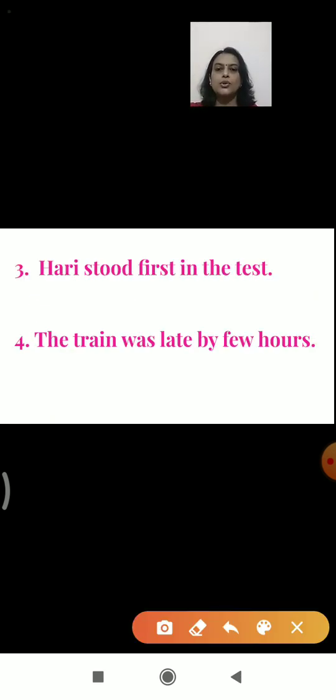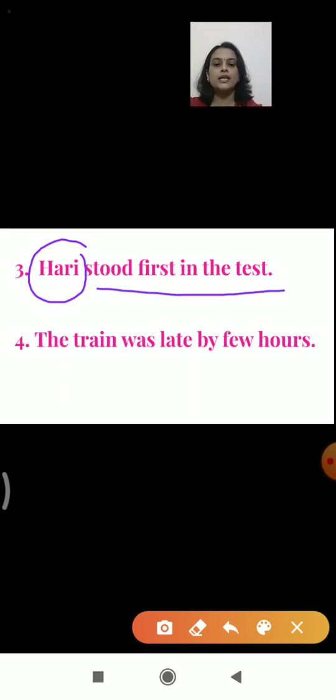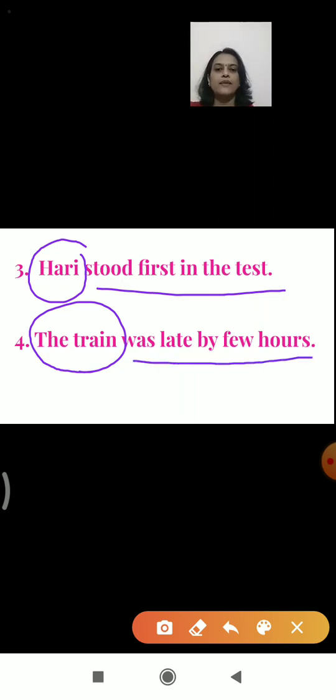The next one. Hari stood first in the test. We are talking about Hari. So, Hari is the subject. Stood first in the test is the predicate. Fourth sentence. The train was late by few hours. So here we are talking about the train and the predicate will be was late by few hours. Hope you have followed what is subject and predicate now.